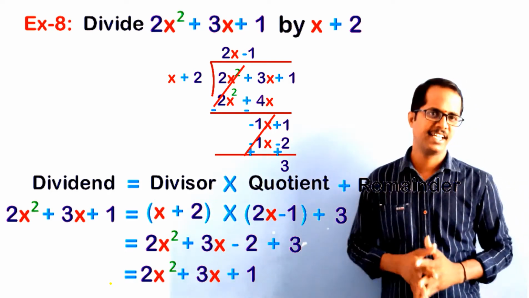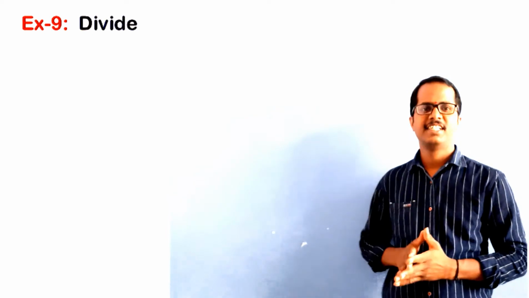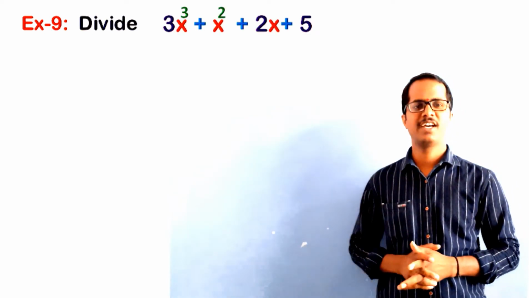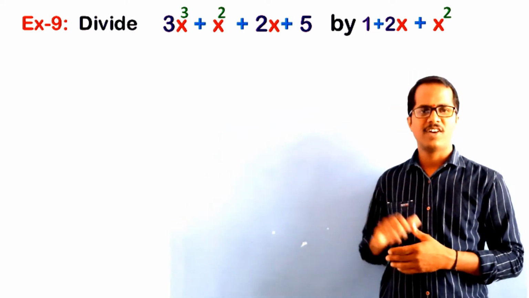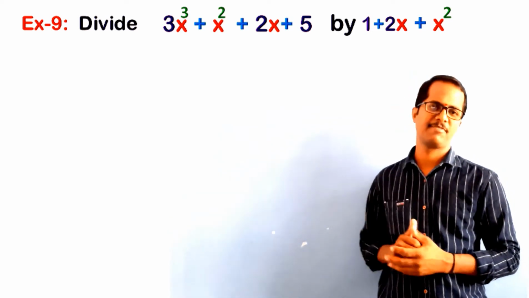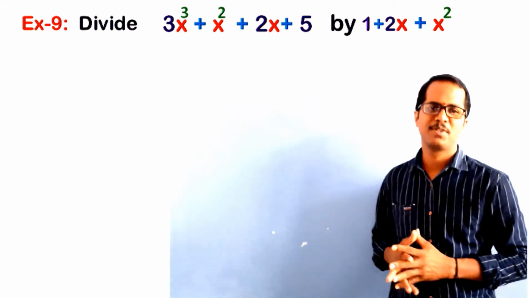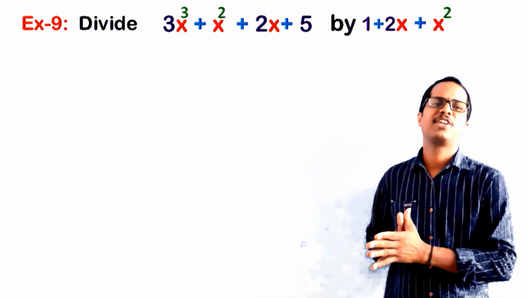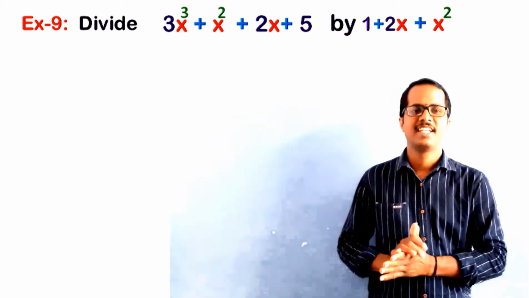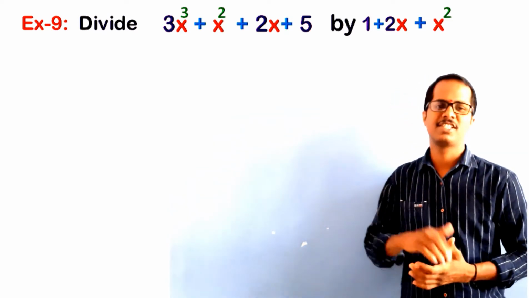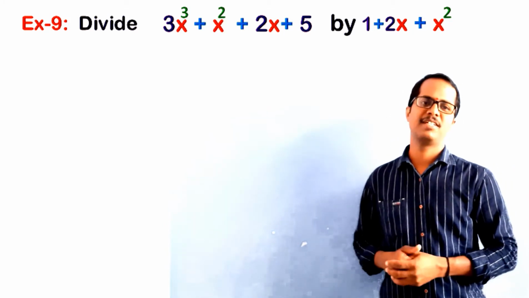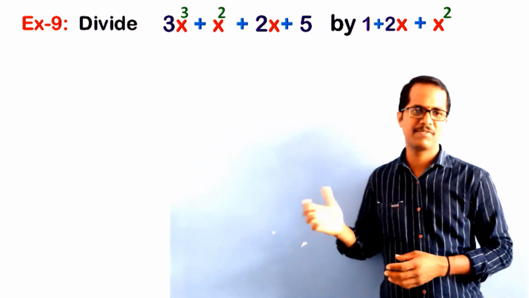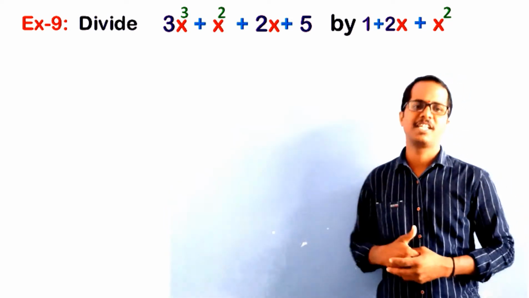Now let us understand again by taking one more example. The next example is divide 3x cube plus x square plus 2x plus 5 by 1 plus 2x plus x square. So here in this example we are going to divide a cubic polynomial by a quadratic polynomial. And just now we saw how to divide a quadratic polynomial by a linear polynomial.